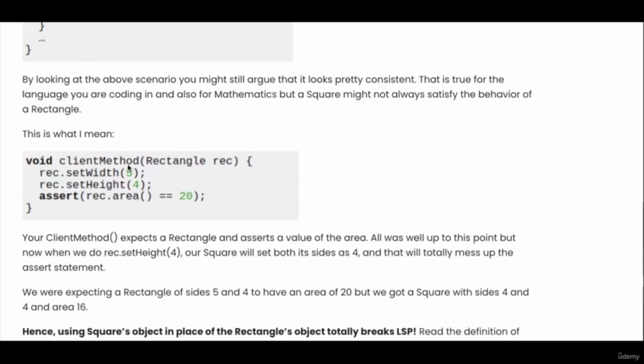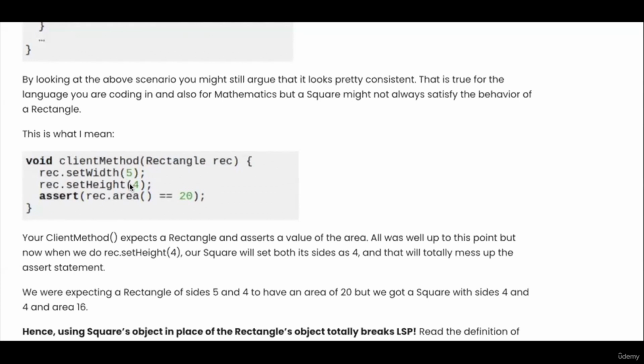But when they do it for a square, when we set 5, it will make both the width and height 5, and when we set height 4, it will make both width and height 4. So at last the width and height would be 4 only. When we print the area, it will no longer be 20, it will be 16. This voids our whole design, and it is violating the Liskov substitution principle, which states that a subclass object should be able to substitute the parent class object. That is not possible here.